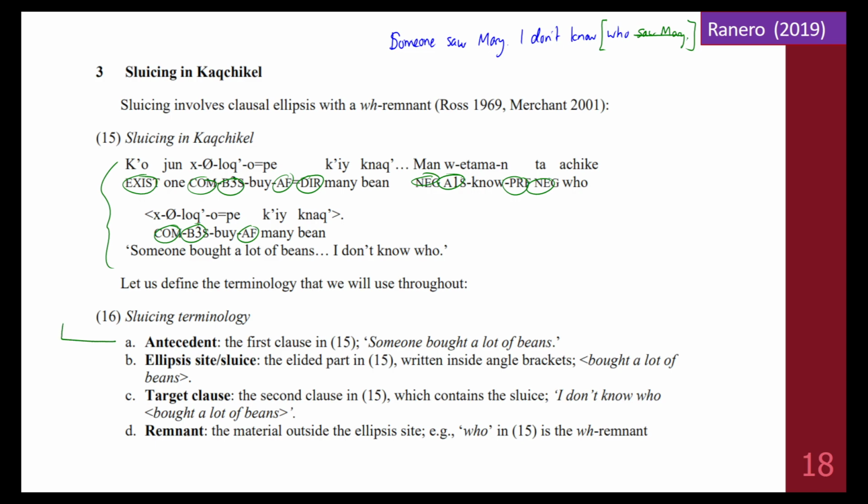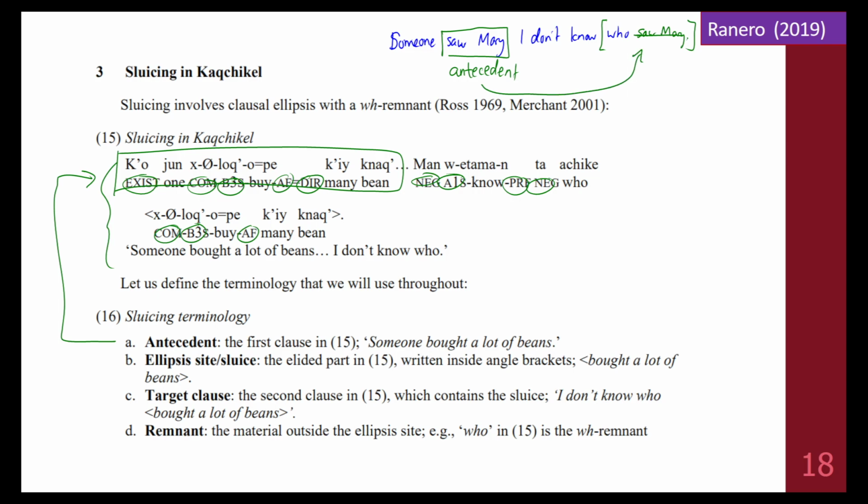So they say the first clause in 15, this one right here, is what's called the antecedent. This is what's giving meaning. In the "someone saw Mary" example, this is the antecedent because it's giving meaning to whatever comes after "who," whatever's being sluiced. They explain the ellipsis site, or the sluice, is the stuff inside the angled brackets. So this right here, "someone bought a lot of beans," is what's being deleted, or not being spoken here. It's also called the target clause, and they say the remnant is "who."